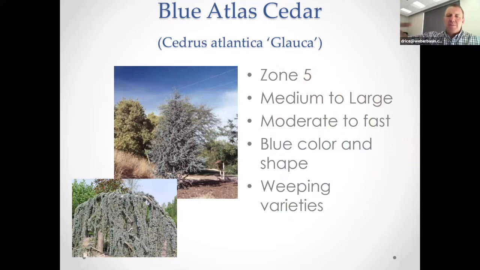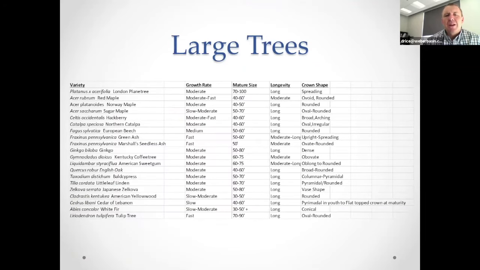The weeping ones are really bent over, almost like something coming out of the sea covered in seaweed or something. But more of a specimen, just to highlight or showcase a point of interest. You can put those in and it does draw the eye because it's so unique and so different that people are going to look at it. So good tree, does well in our climate.